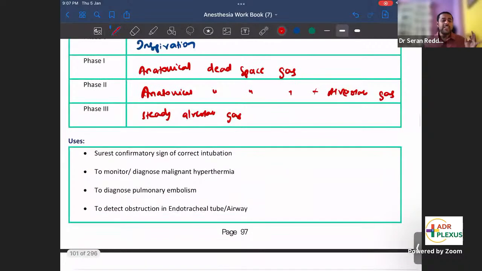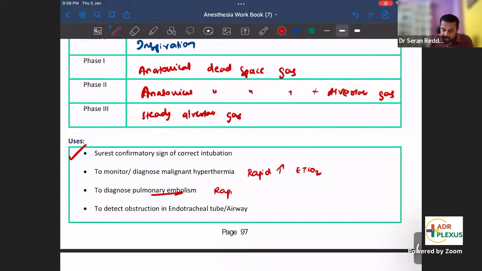Now coming to the most important uses of this. EtCO2 is the surest sign of correct intubation. There are other ways to identify the intubation, but the surest and confirmative sign of correct intubation is end tidal capnography. It is also used to monitor and diagnose malignant hyperthermia, where you see a rapid increase in EtCO2, and to diagnose pulmonary embolism, where you see a rapid decrease in EtCO2. And to detect any obstruction in the endotracheal tube or airway, which gives the characteristic sharp fin appearance.